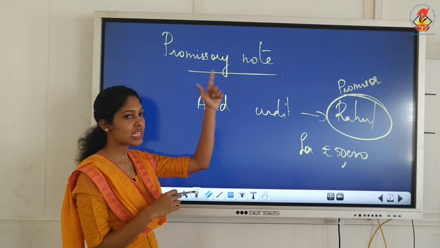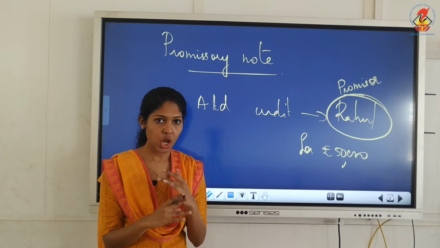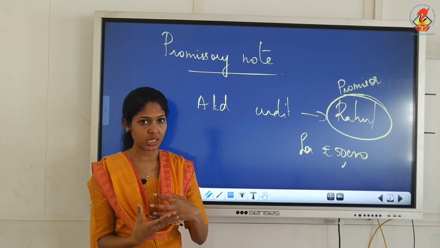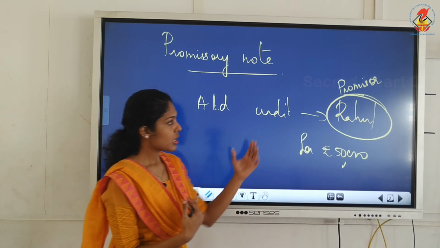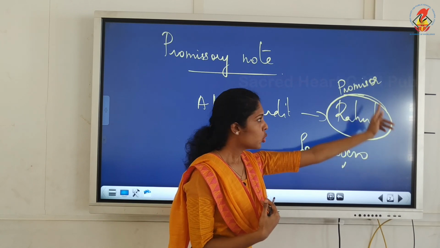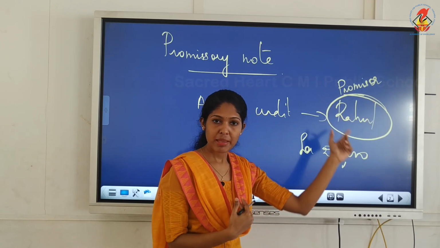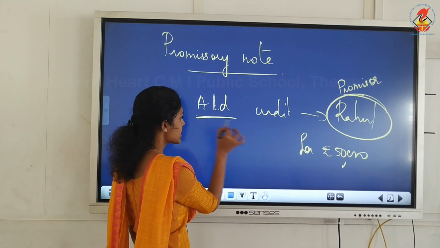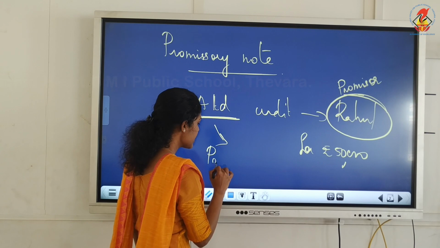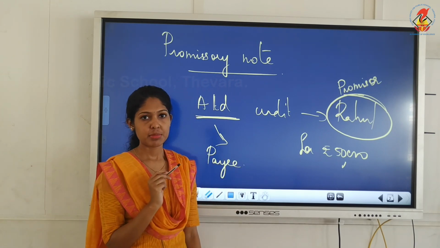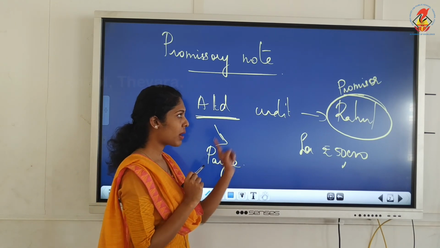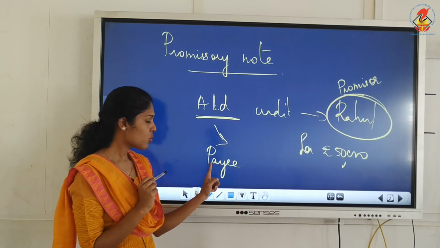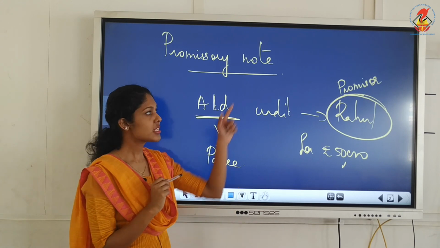This is a promissory note. Again, it is a written document just like bill of exchange, which is having an unconditional order, or which is accepted by the person who promises to pay a specified amount on a specified date to this payee. Here the payee is A Limited. Understood? So we have two parties involved in promissory note. One is promisor and the other one is payee. And who is the promisor here?